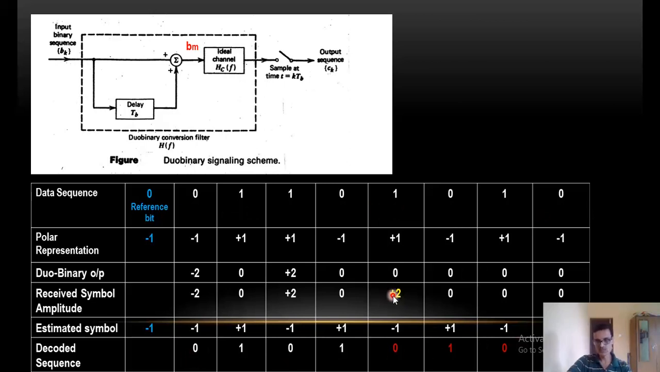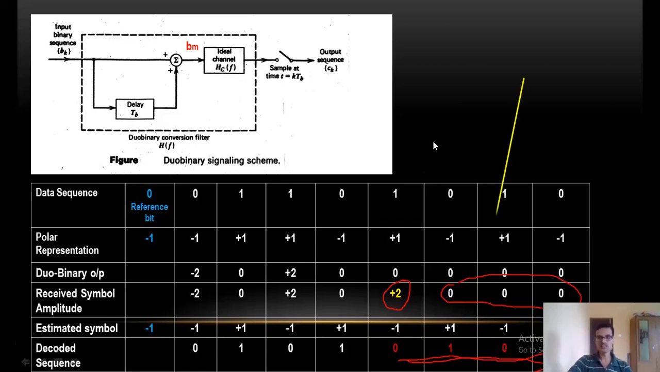Because of this error at the particular symbol interval, now 1 is translated into 0, and the same error is actually propagated to the next symbols also. Just look at this. We have the error only at this instant of time. Here during this symbol interval we received actually the correct voltage level, but when I decode it, the error is propagated to other symbols also. This is the major drawback of the DuoBinary encoding method.